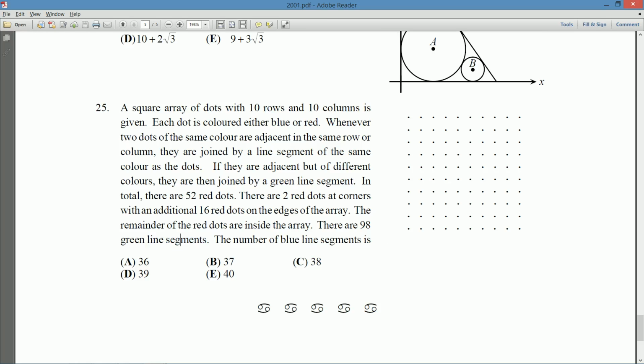Okay. So we're given some information. We know how many red dots there are, and there's 52 of those. We know there's two at the corners, 16 at the edges, so that totals up 18 of our 52 dots. So let's grab our calculator. There are going to be 34 red dots inside the array. So we have enough information to tell how many red dots, although we don't know their placement. My guess is the placement of the dots isn't that critical.